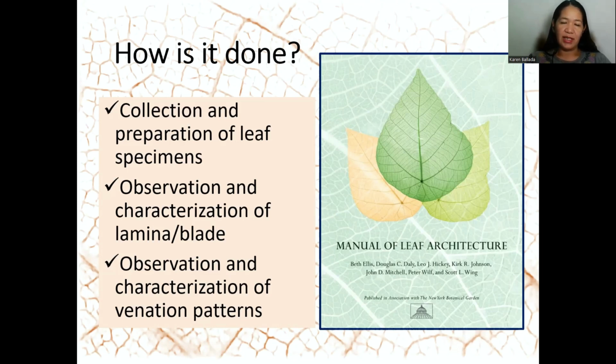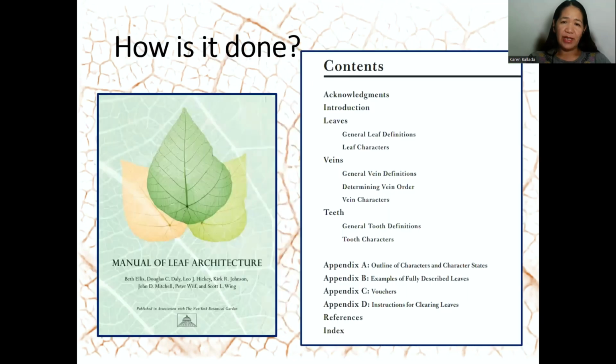Okay, so let's go back. Before I proceed into step 2, I would just like to give you a short glimpse of what is in the manual. So first you have the general leaf definition. This manual is very helpful because all the necessary descriptions and illustrations are all there. So it includes information about the general leaf definitions, leaf characters, general vein definitions, and then determining vein order, vein characters, and even the leaf margin and teeth, if there are any.